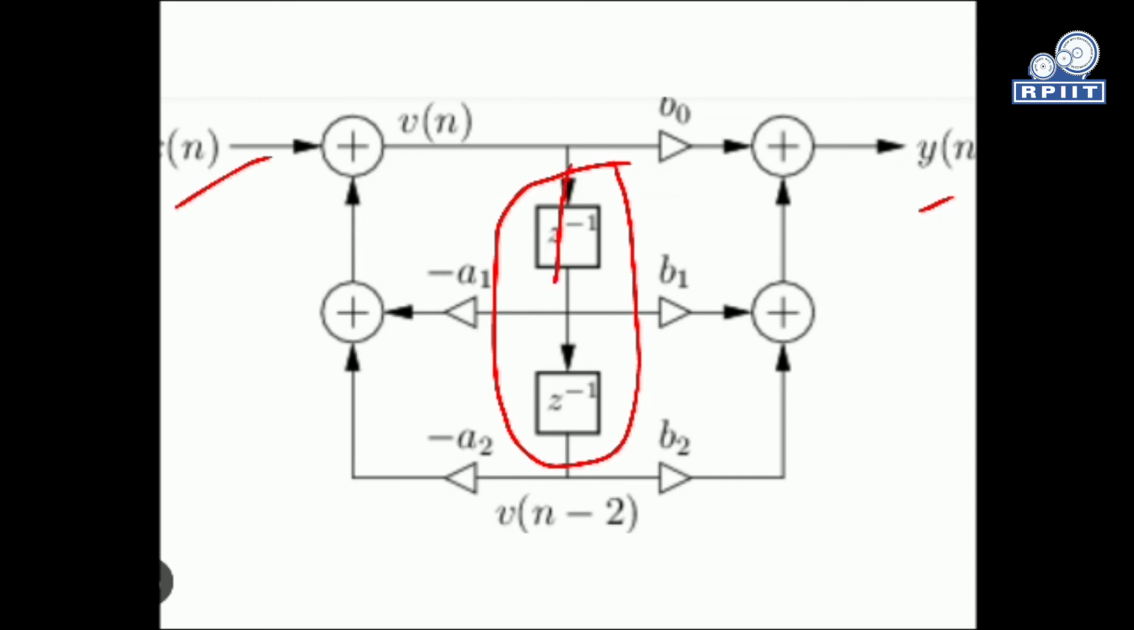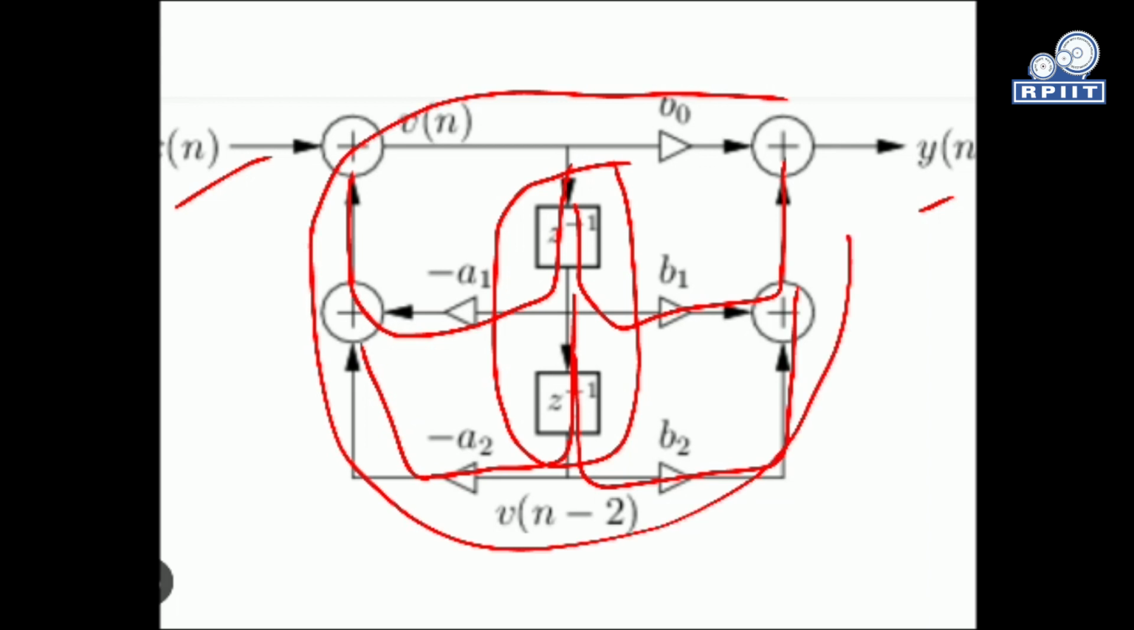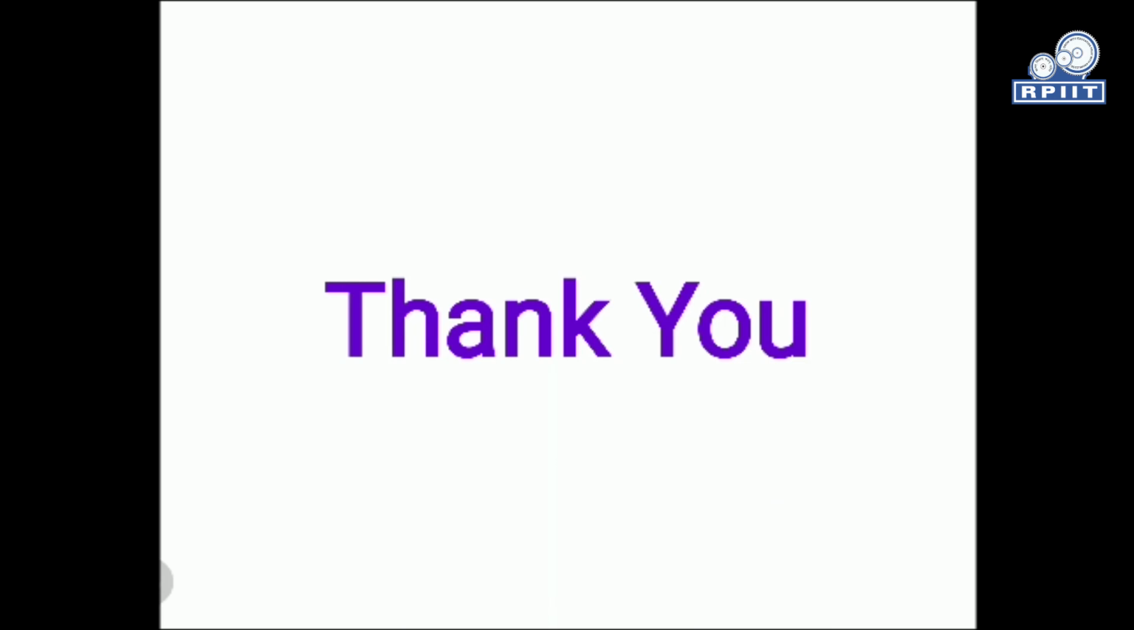So the Z inverse, a1 factor will go to this side, then Z raised to power minus 2, the a2 factor, will go this side. Again the Z inverse b1 factor will go over here, and the Z minus 2 b2 factor will go over here. Then finally we conclude that this is a reduced form structure with reduced components in comparison to the earlier one. This is all about the direct form 1 and direct form 2 of the IIR filter structure.